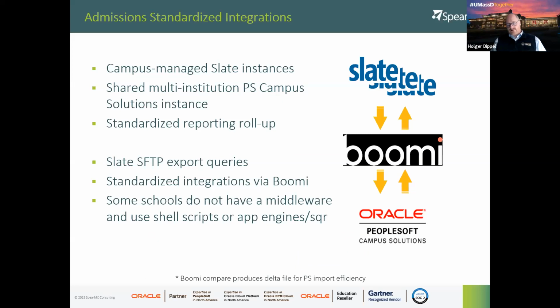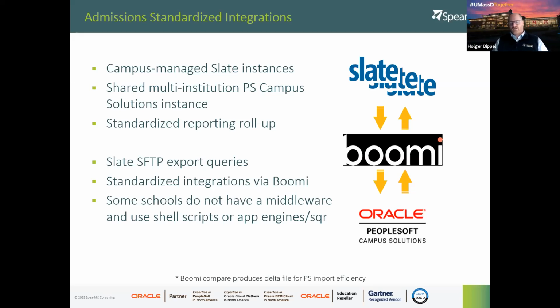So with all these integrations, we had to come up with a standardized approach to integrations. And in this environment for student admissions, we have the 3 Slate instances, 1 for each campus. We have central PeopleSoft Campus Solutions, and we decided to use Boomi as the integration broker. Now, on the Slate side, we are using export queries that put files out to SFTP. That's the recommended way from Technolutions to do this.